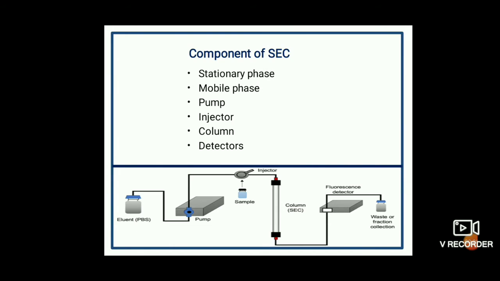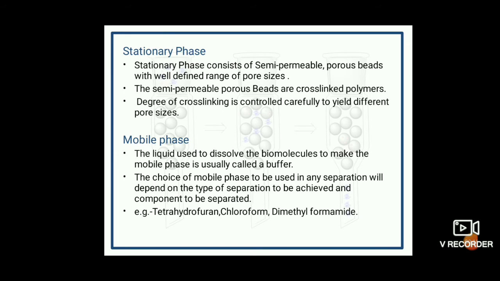Components of size exclusion chromatography: stationary phase, mobile phase, pump, injector, column, and detectors. These are the 6 components used in size exclusion chromatography. Stationary phase: the stationary phase consists of semi-permeable porous beads with a well-defined range of pore size. The semi-permeable porous beads are cross-linked polymers. The degree of cross-linking is controlled carefully to yield different pore sizes.